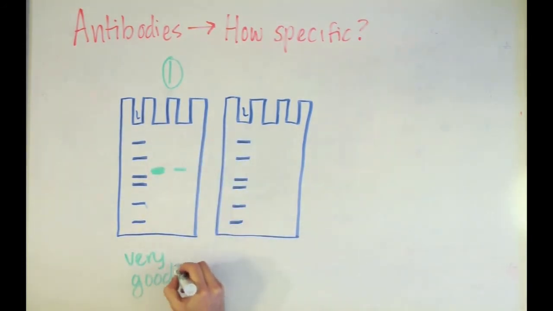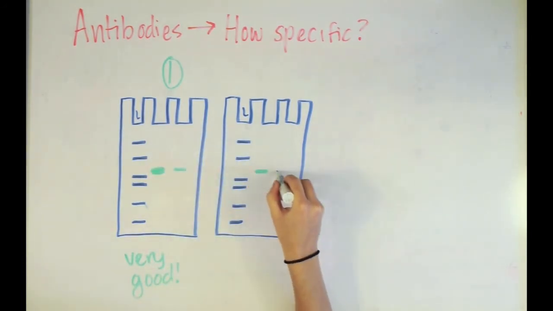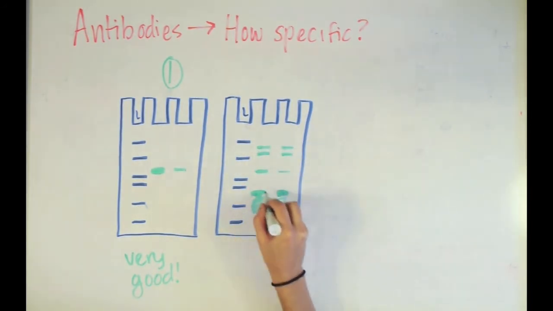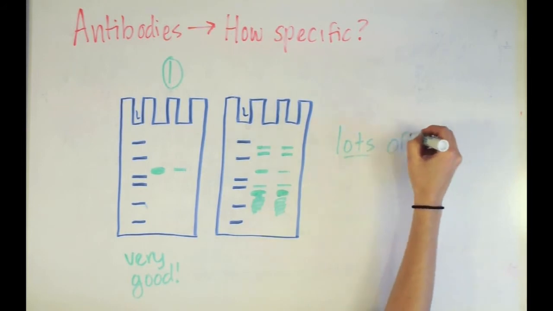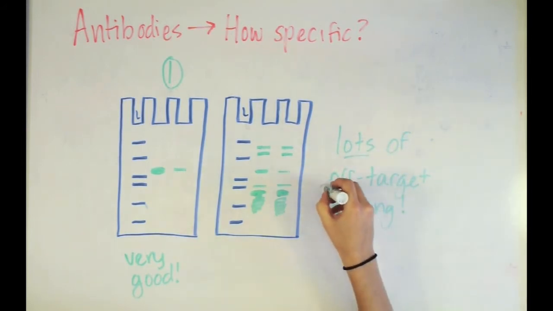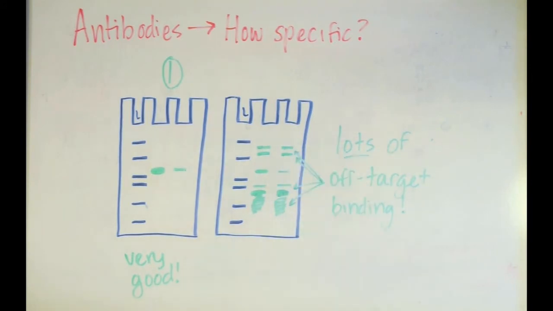Some antibodies are very specific and will only bind to a single protein. But if your antibody binds to part of a common motif, it may recognize that motif in multiple proteins, resulting in off-target binding and making interpretation of your results challenging.